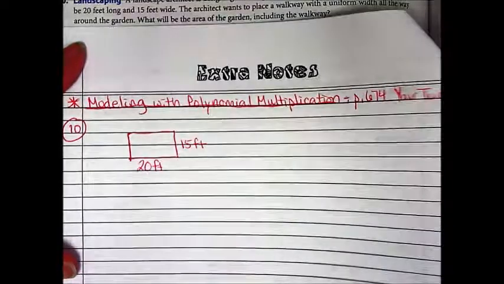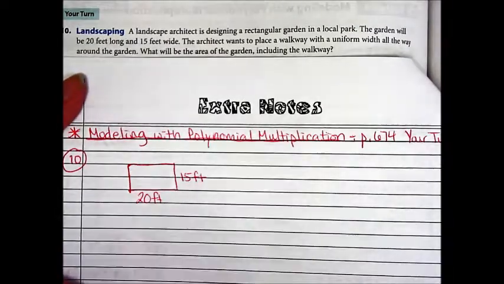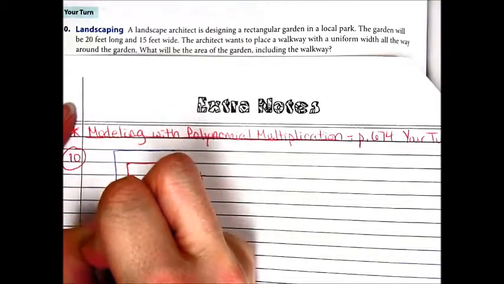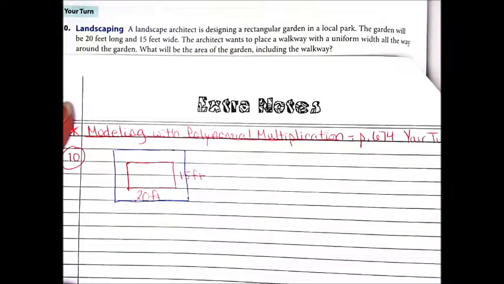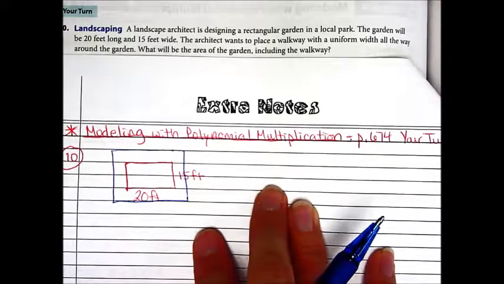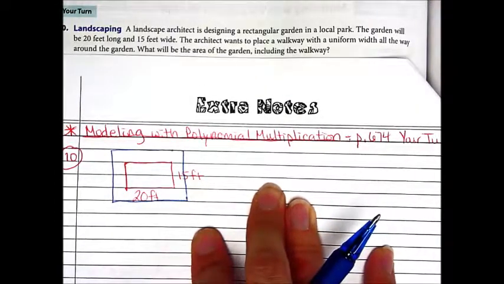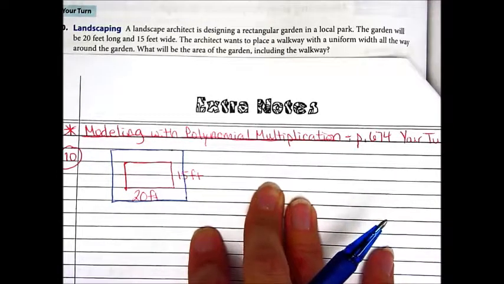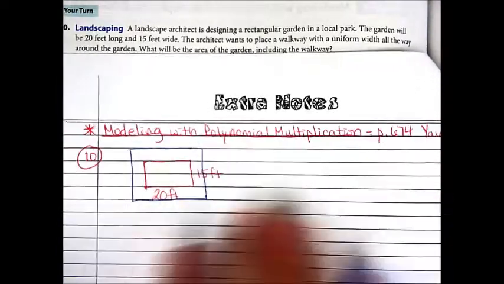Okay, now here's the deal. The architect wants to put a walkway with a uniform width all the way around the garden. So, walkway around the garden. And you're trying to make it like this, so kind of like a sidewalk around the outside of the garden. Uniform width, so same width all the way around. Okay, and then it says, what will the area of the garden, including the walkway, be? Okay, so here's the deal. Did they tell you how wide the walkway was? No. So here's what you do with that.